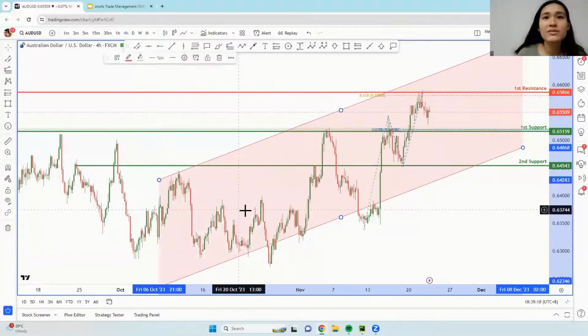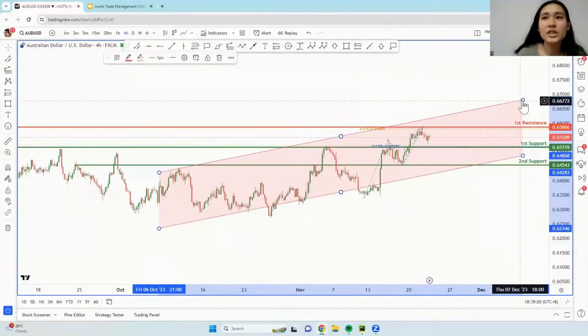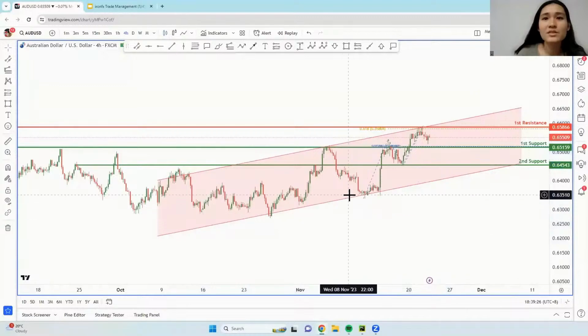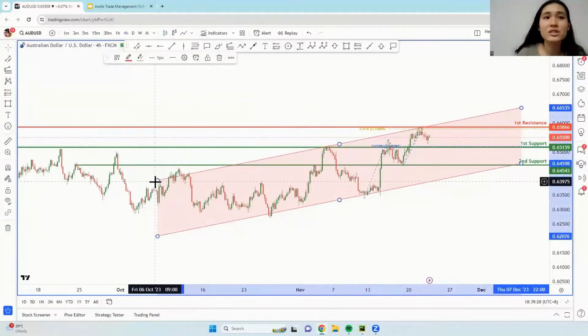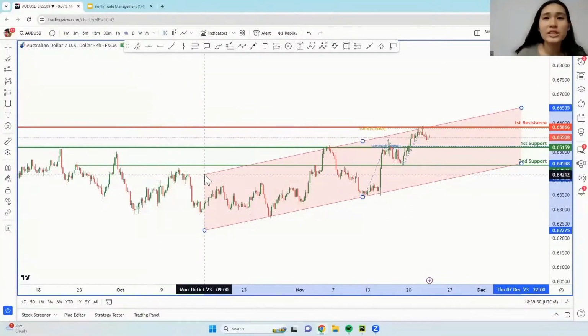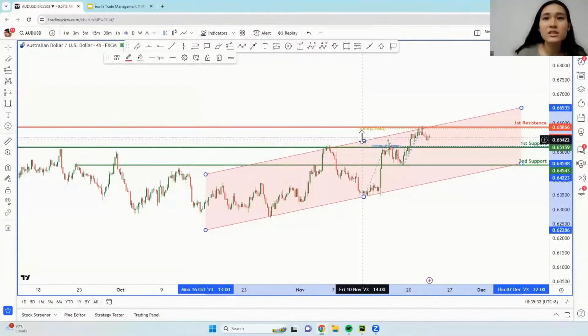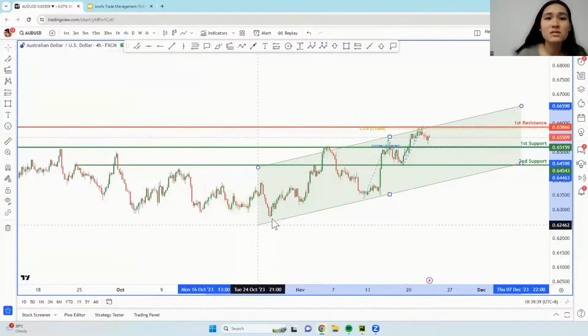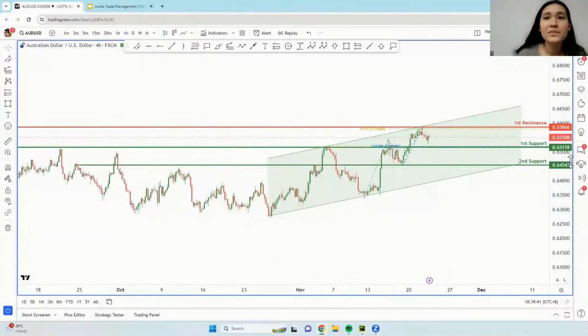Let me just see if we have a trend channel here. I might have missed it. Yeah. Okay, so we have an ascending trend channel here. The trend line that I drew earlier was incorrect, and I didn't realize it until now. Okay.